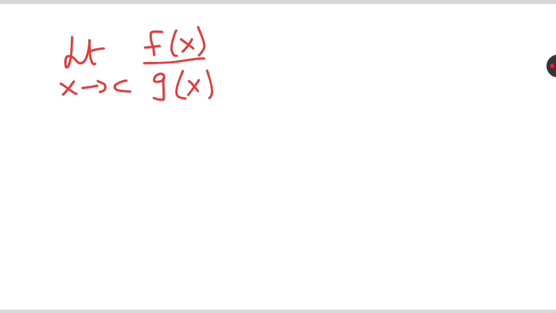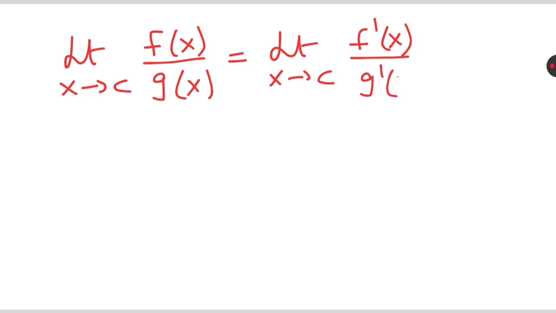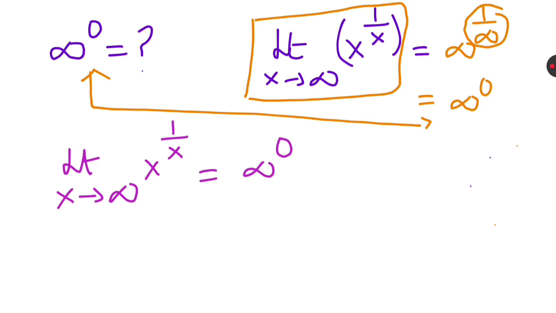What is the L'Hospital rule? The formula is: limit x tends to some constant of f of x over g of x is equal to limit x tends to the same constant of f derivative of x over g derivative of x. That means the L'Hospital rule is for the form f of x over g of x. Whenever you have this form, you need to take the derivative of f of x over the derivative of g of x. That is the L'Hospital rule. But observe the given function. Our given function is x raised to the power of 1 over x.